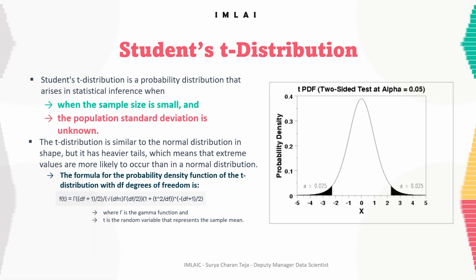So this is some history behind why the t distribution came about. Now let's look into the calculation, how we do t distribution calculations.